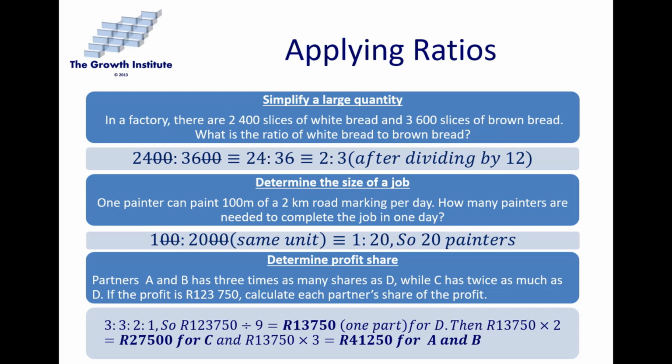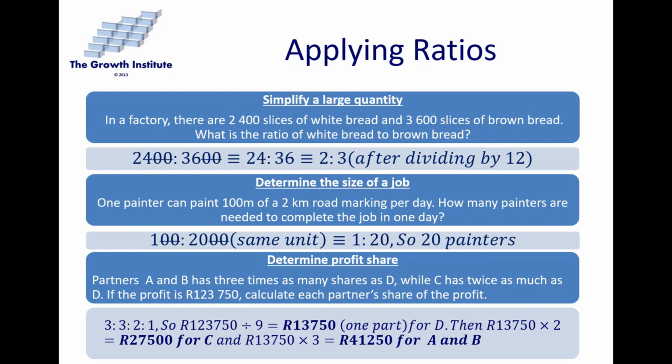Next thing that we can do is we can determine the size of a job. Here you say, one painter can paint 100 meters of a 2-kilometer road marking per day. How many painters are needed to complete the job in the same day? So the first thing we have to do, as we did with percentages and as we did with fractions, we must get to 1 unit. So we cannot work with 100 meters and kilometers. So we turn the kilometers into meters as well.